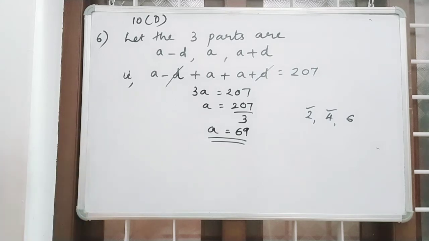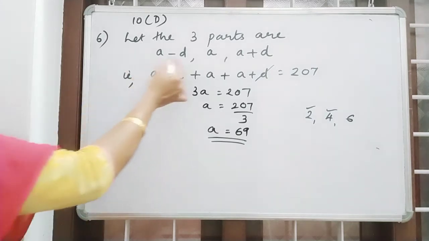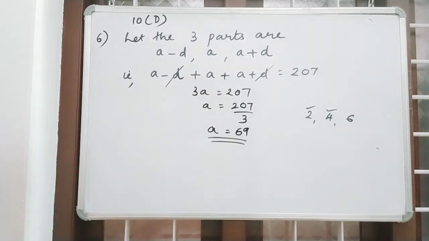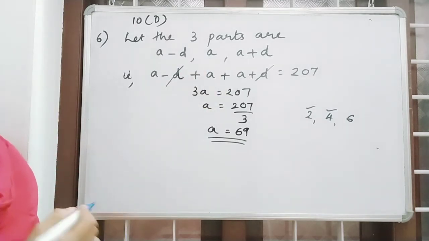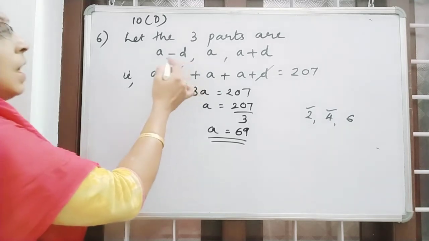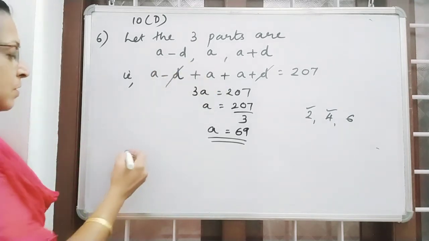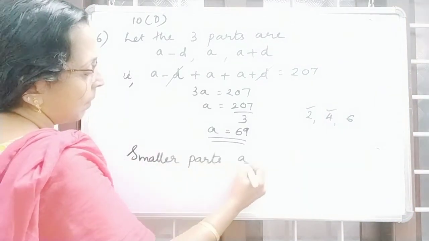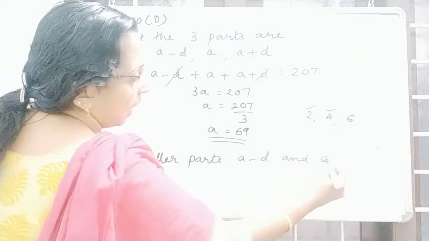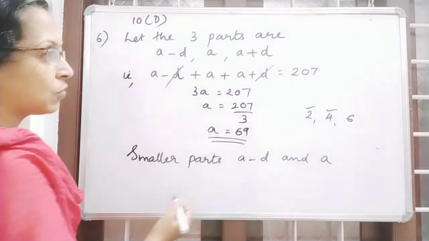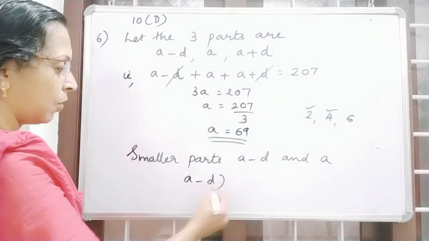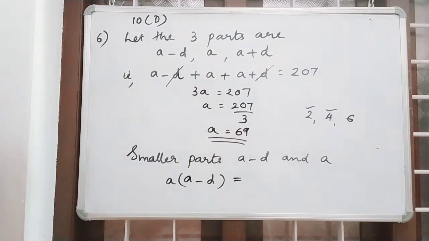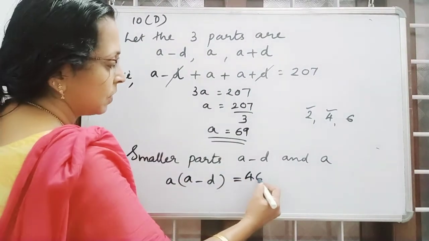It is clear that the two smaller parts are A minus D and A. So product of two smaller parts means, how can we write? A minus D into A, or A into A minus D, is equal to the given 4623.